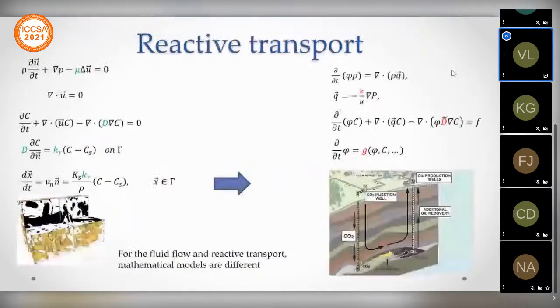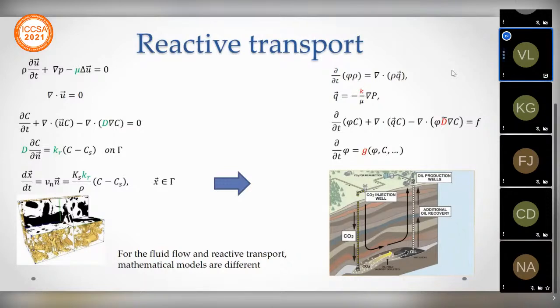Moreover, if we're talking about, for instance, reactive transport at the core scale and at the pore scale, and we try to upscale it, we need to come from the Navier-Stokes equation to the Darcy equation, where we have permeability.